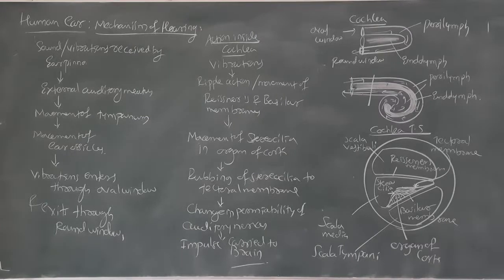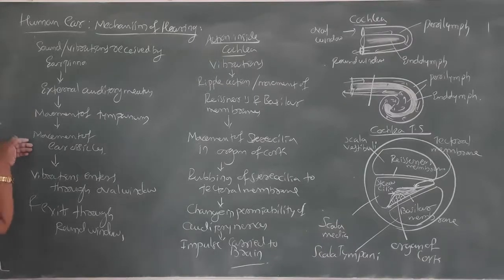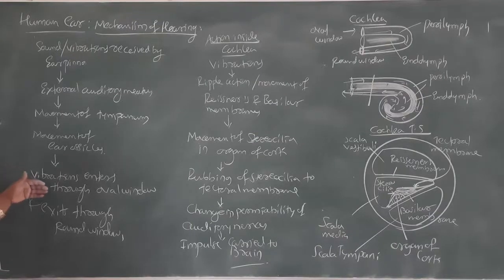Let me just once again summarize. Sound or vibrations are received by the ear pinna. The external auditory meatus, the ear canal, takes up that signal and transmits it to the tympanic membrane, or tympanum, or eardrum, which moves. Then the ear ossicles move. Then the vibrations are pushed inside the oval window, then exit through the round window, but mainly the vibrations have travelled through the cochlea.